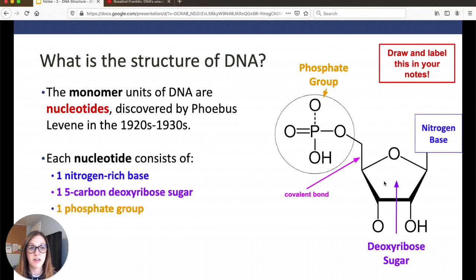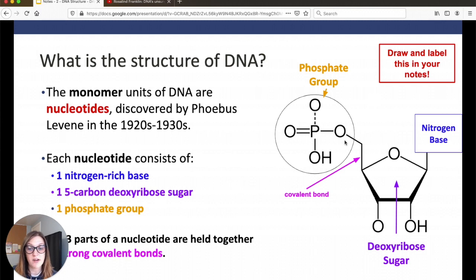And the last part of the nucleotide is the phosphate group. And a phosphate is a phosphorus atom surrounded by oxygens. Okay, so this is your phosphate group. So please draw and label this in your notes. So pause the video.